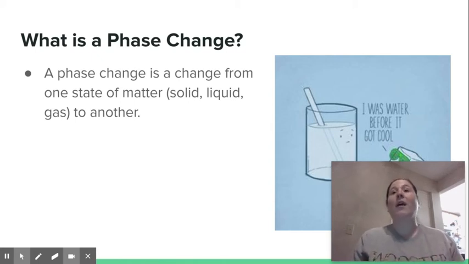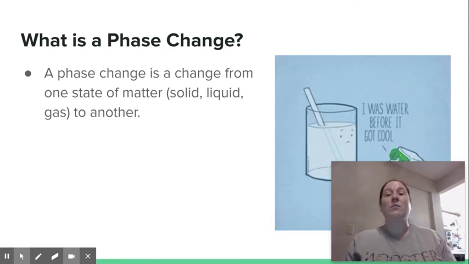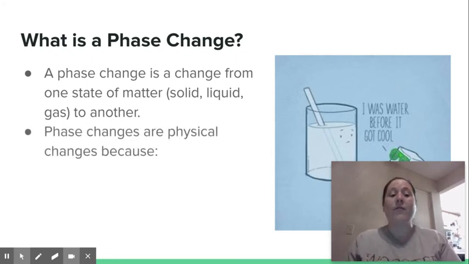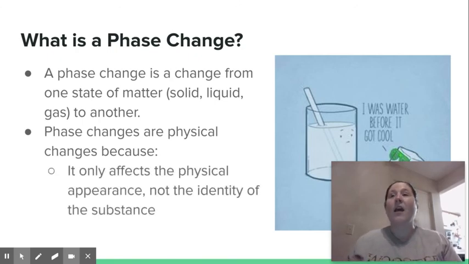So it could be when a substance goes from a solid phase to a liquid phase, when a substance goes from a solid phase to a gas phase. Again, it's any change from one state of matter to another. And phase changes are physical changes because it only affects the appearance and not the identity of the substance.